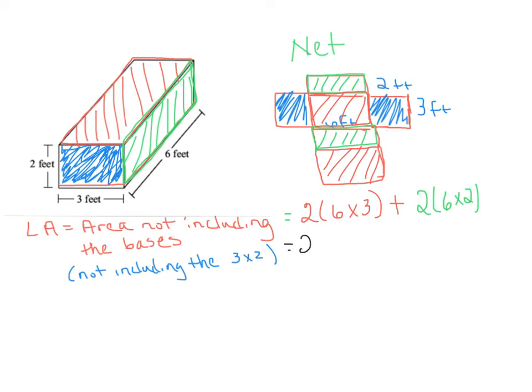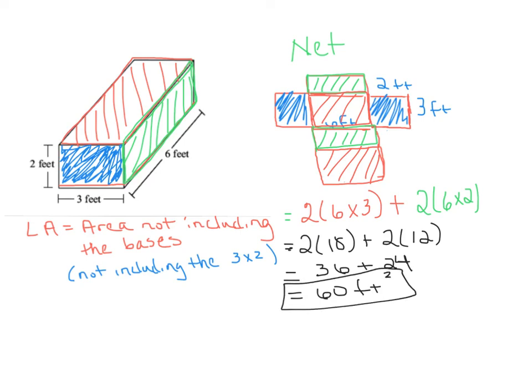So 2 times 18 will be the first one, and we're going to add that to 2 times 12. Okay, so 2 times 18 would be 36, and then 2 times 12 is 24. And if we just add those two together, we should get 60. So our lateral surface area would be 60 square feet for this particular rectangular prism.